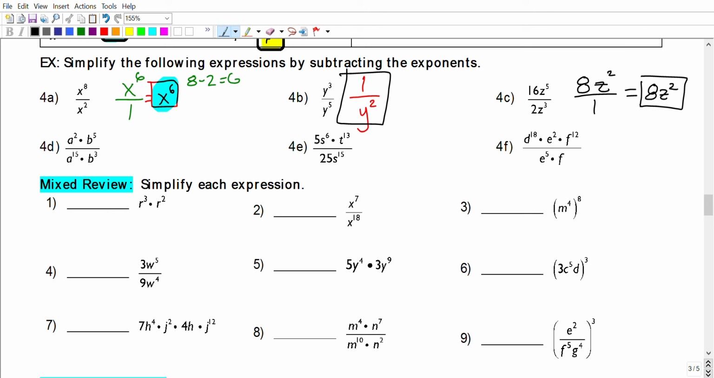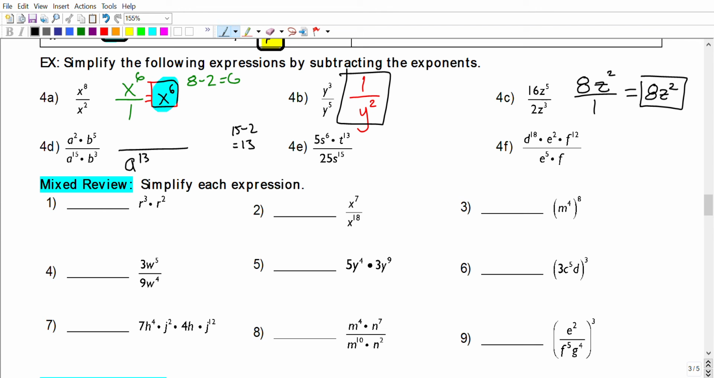This is just a repeated pattern, guys. It doesn't matter how many variables or exponents are on top, and it doesn't matter how many there are on the bottom. You just repeat the process. So if you look at 4D, I have a's and b's. We'll just concentrate on the a's first. I always like to draw my fraction bar first, though. Let's look at the a's. Which one wins? Which one has more? The bottom has more. So that's where I'm going to put my a. How many more does it have? Well, let's see. It's 15 minus 2. That is 13. So 13 is what I put there.